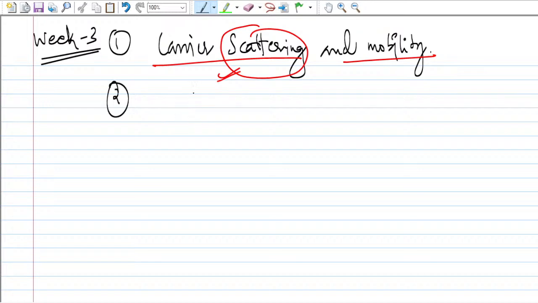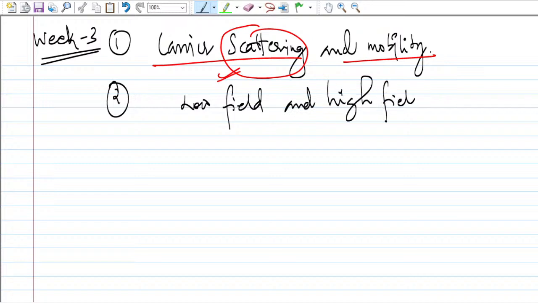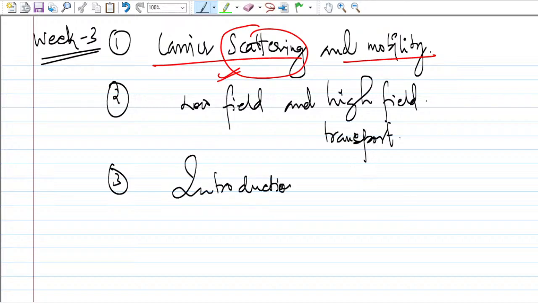Low electric field means low field, and high field means high, and how electrons respond. That is what we will see. Next we will talk about the third topic, an introduction to diffusion.